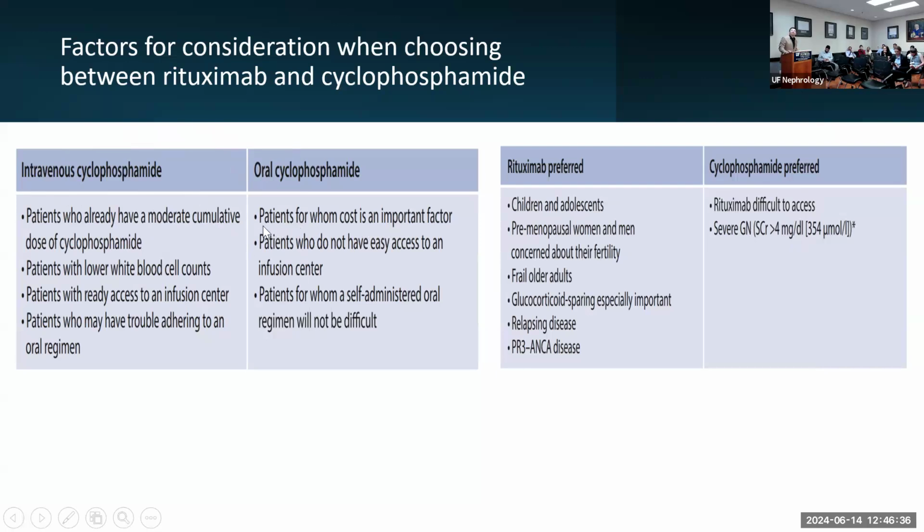It's mostly patient preference, but for a population who cannot afford IV, IV is usually more expensive than oral. Oral is also suited to patients who do not have easy access to an infusion center, or who self-administer the regimen reliably. If you are not compliant with treatment, IV may be better for the patient, with easy access to the infusion center and a low white blood cell count. Oral cyclophosphamide has a higher cumulative dose than IV, which increases the chance of developing leukemia, especially in patients who already have a moderate cumulative dose of cyclophosphamide.